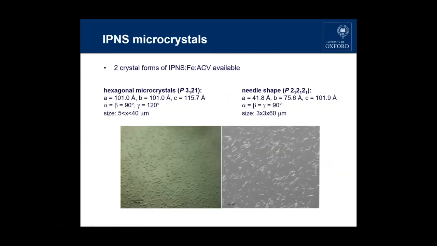Obviously, we need first crystals, we need microcrystals, and here are two crystal morphologies shown of IPNS. The first one is the hexagonal morphology, and the other one is the needle morphology. We are able to crystallize both and also change the size of the crystals by changing our conditions. But for the studies I present here, we just use the needle morphology crystal form.